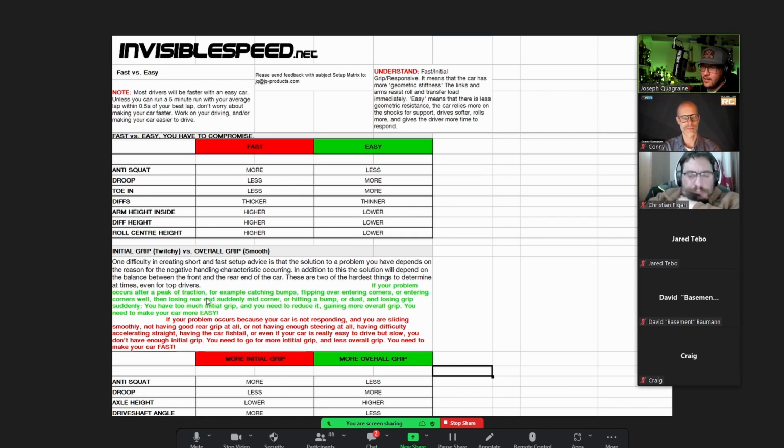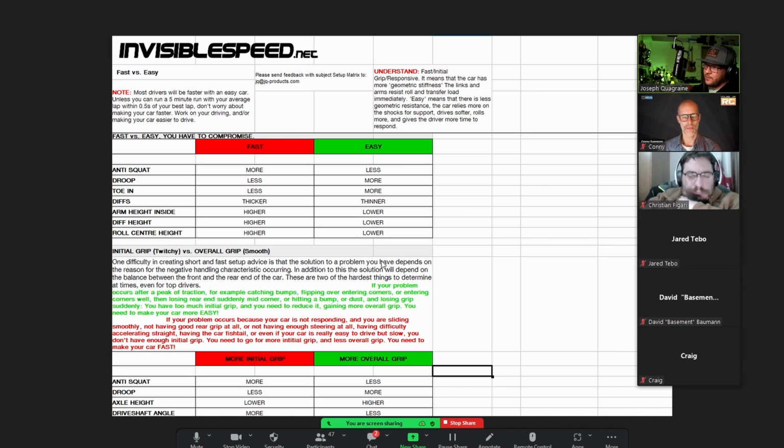Then on the other hand, if your problem occurs because your car's not responding well, you just seem to be sliding smoothly around the track, you don't have good grip at all, maybe your car pushes a lot, you don't have enough steering, maybe you have difficulty accelerating, the rear end doesn't have grip, it fishtails as you try to accelerate, or maybe your car is actually quite easy to drive, but you're just really slow. That means that you don't have enough initial grip. So you need to go for more initial grip and less overall grip. You need to make your car more fast.